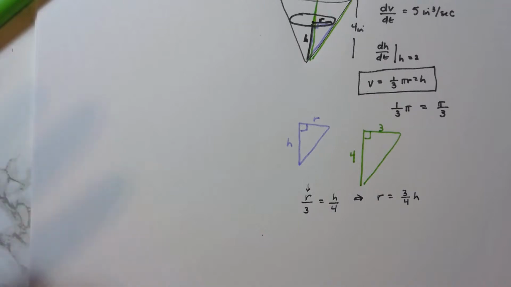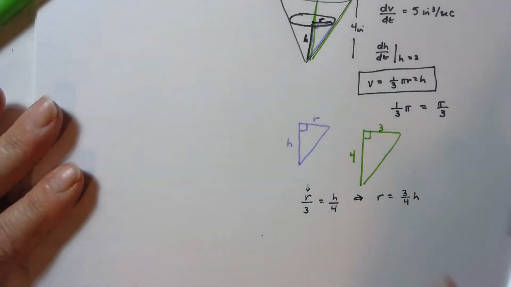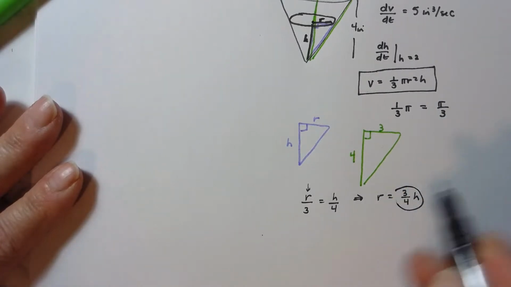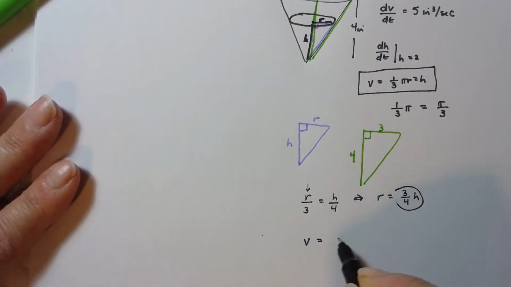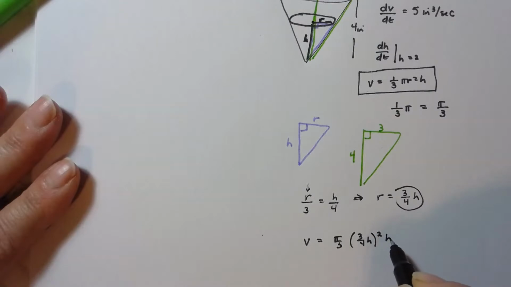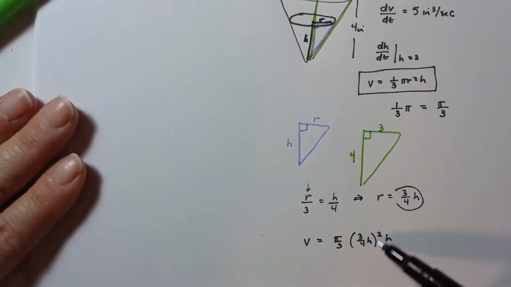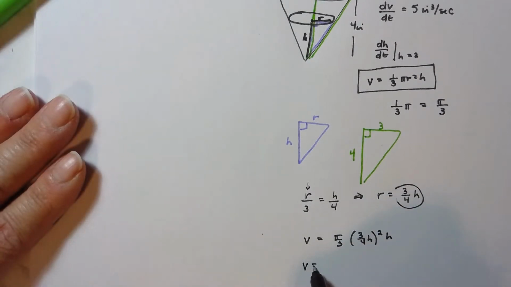So what I have to do is take my volume formula and replace the r with 3/4 h. So I have volume is equal to pi over 3 times (3 over 4 h) quantity squared times h. Remember, I have to square everything in here, top, bottom, and the variable. So volume is pi over 3 times 9/16 h squared times h, and h squared times h is h cubed.